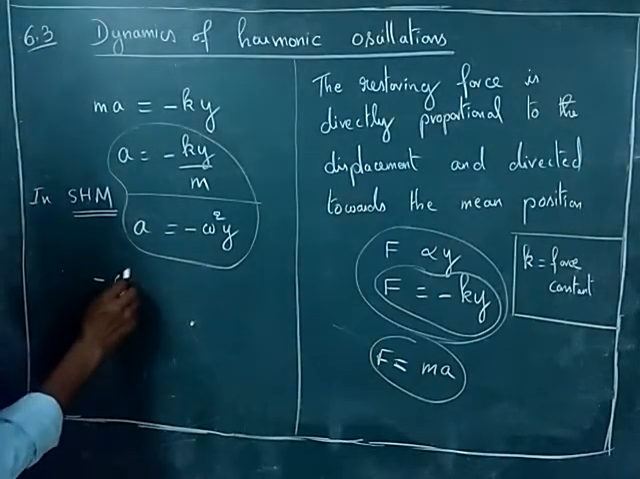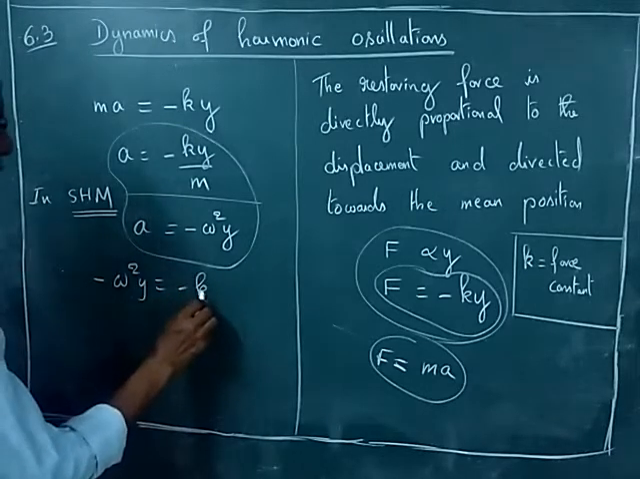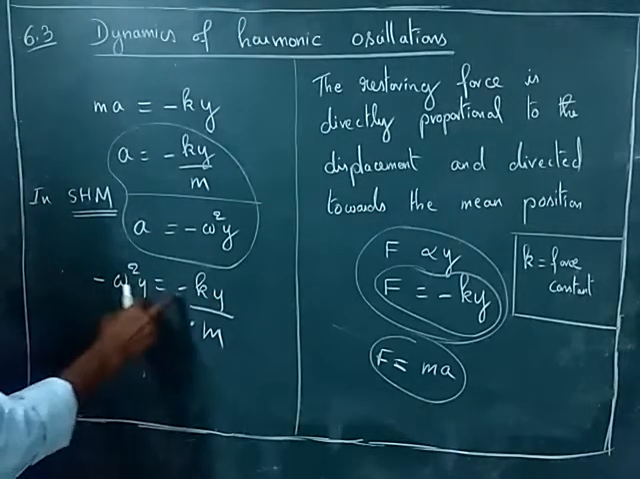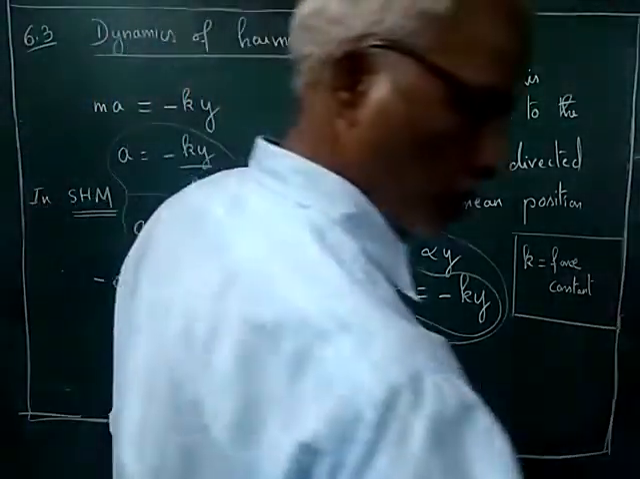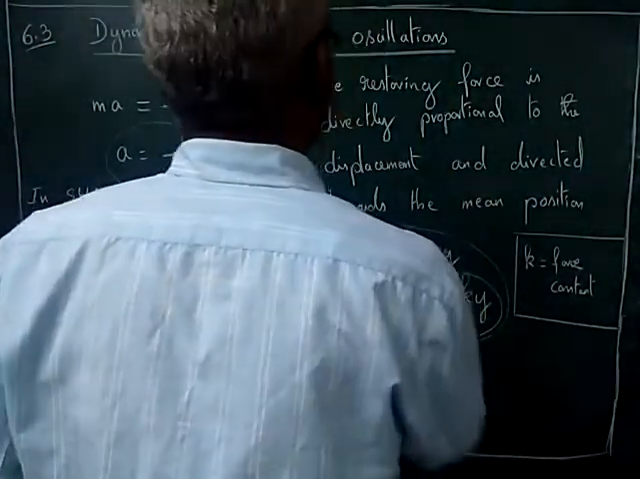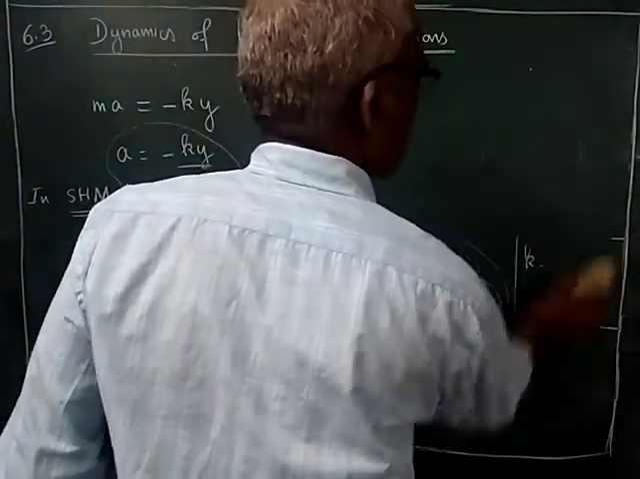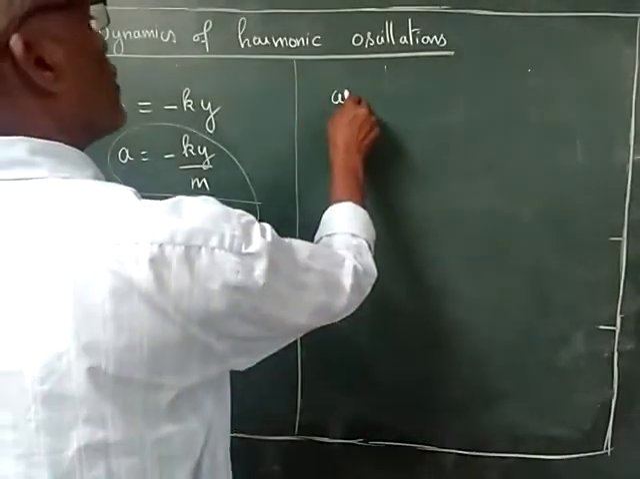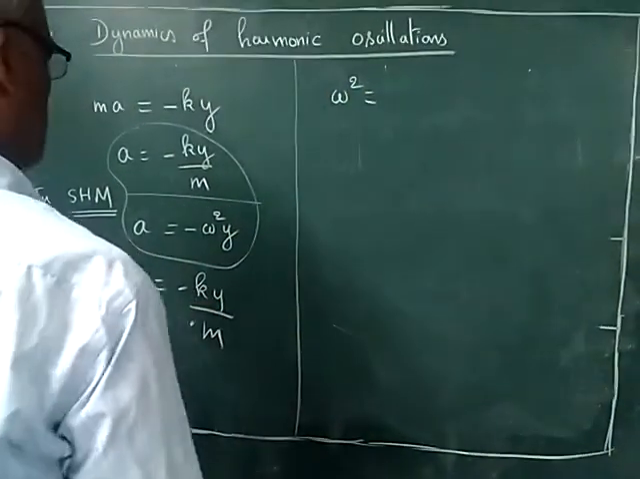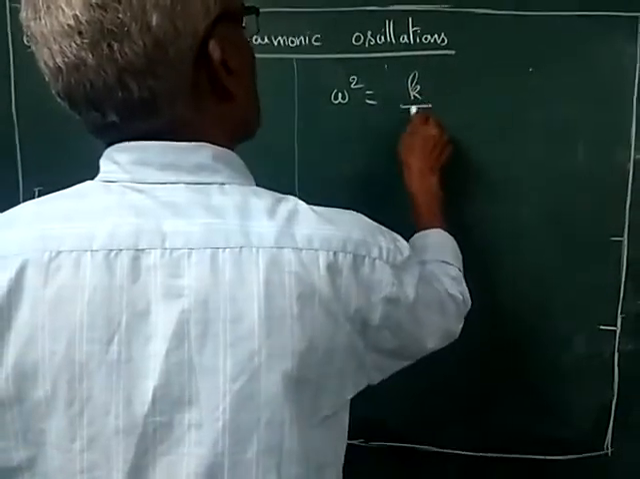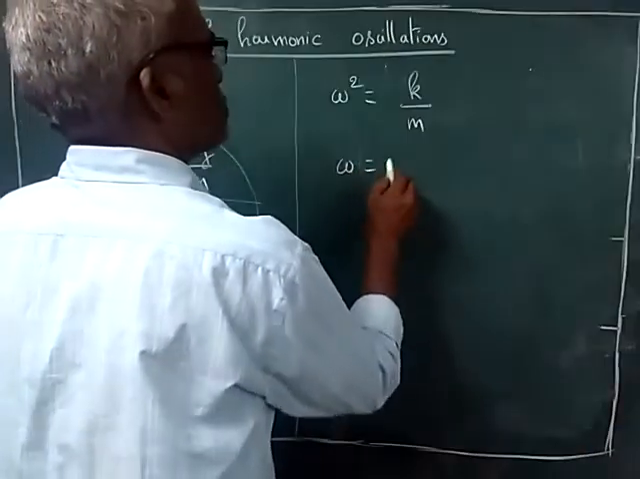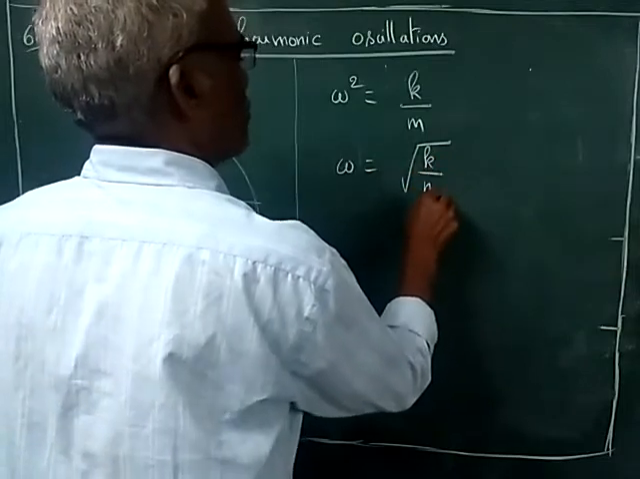So minus omega square y is equal to minus ky by m. Now the y gets cancelled, the minus gets cancelled. So omega square is equal to k by m. So omega is equal to square root of k by m.